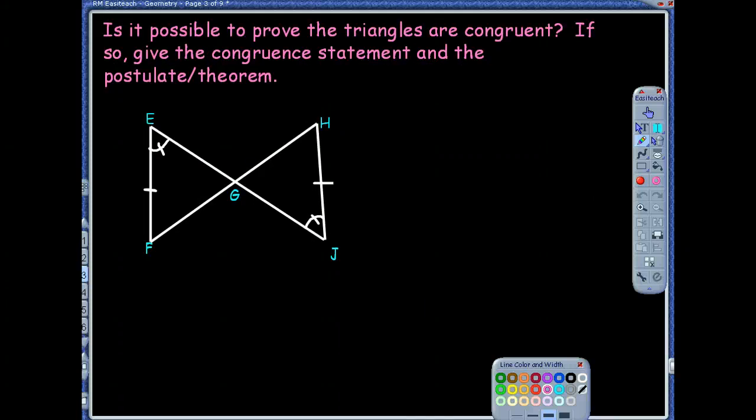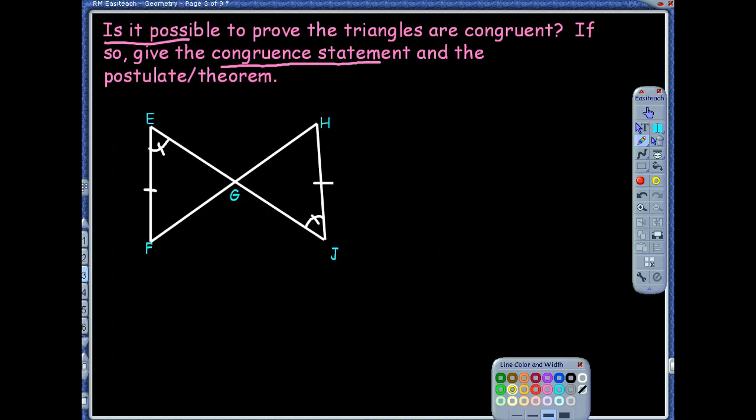Okay, so for this first example, it kind of sounds like what we did the other day. Is it possible to prove the triangles are congruent? Is it possible? We don't know yet. If so, we're going to give the congruent statement and the postulate or theorem that we're going to use. So take a look at these triangles, and what do you notice about them? What are some things that you see already?